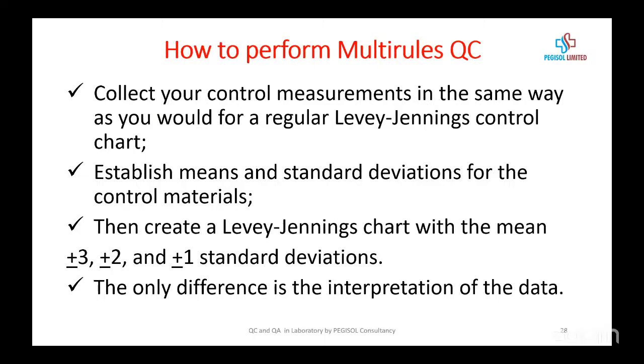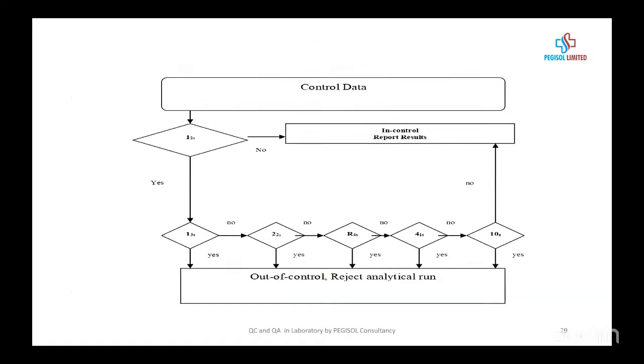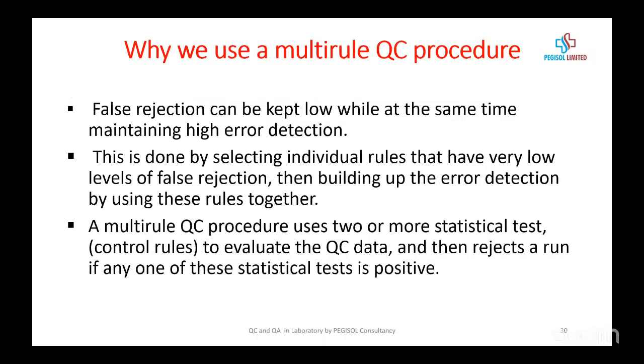So how to perform multi-QC rules: collect your control measurement in the same way you would have done for a regular Levey-Jennings control. Then you establish the mean, standard deviation, and plot your graphs. Do you understand me? And then you can do it automatically. There's some equipment that does it automatically. You don't even need to be doing it manually. The only difference is the interpretation of the result.